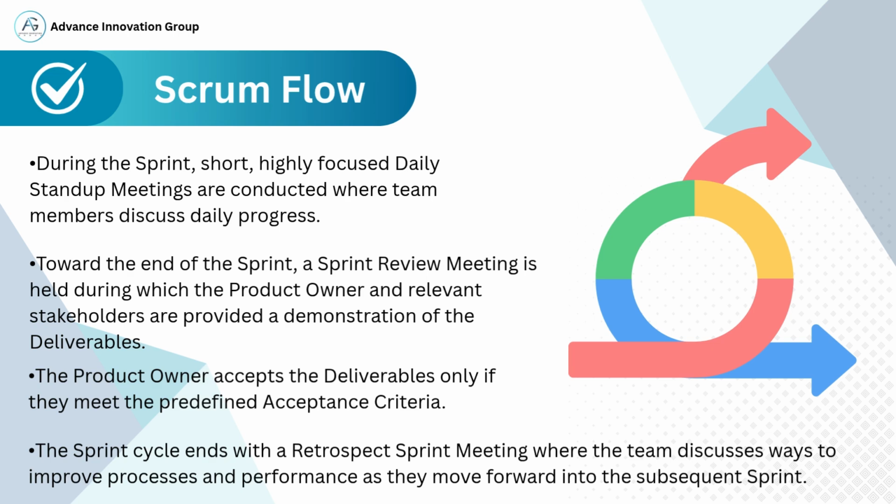As the sprint nears completion, a sprint review meeting is conducted. Here, the product owner and stakeholders are shown a demonstration of the completed deliverables. The product owner then evaluates the deliverables against the predefined acceptance criteria. Only if the deliverables meet these standards are they formally accepted.